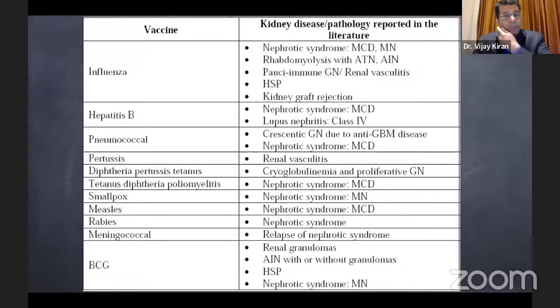Yes. There have been many documented cases of influenza leading to nephrotic syndrome, rhabdomyolysis, post-immune GN, and post-transplant graft rejection. Hepatitis B, we all know that it can lead to nephrotic syndrome, even membranous nephropathy, lupus nephritis. Pneumococcal can lead to all these things. So these are the various things which we have to keep in mind, that vaccines can also sometimes lead to renal dysfunction in the form of the whole list which is here.